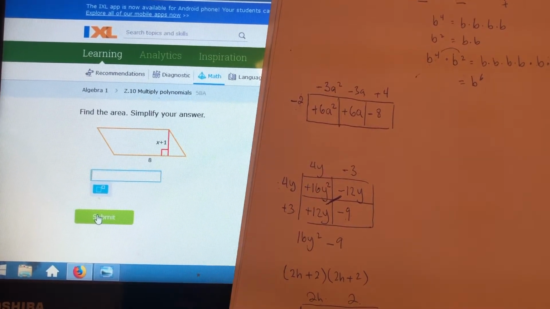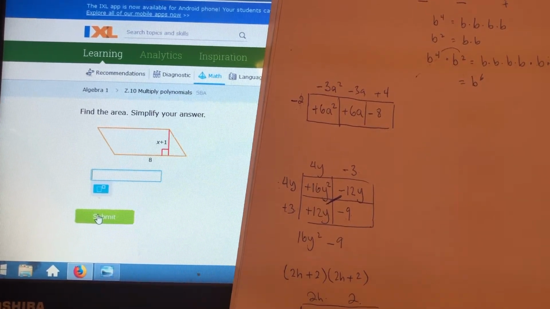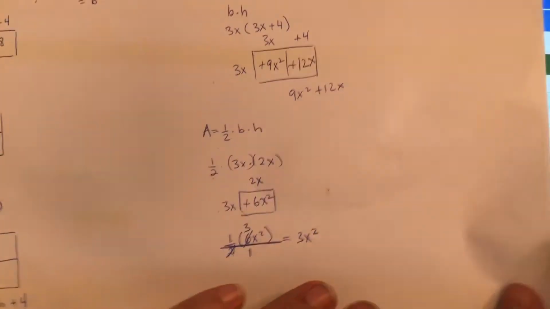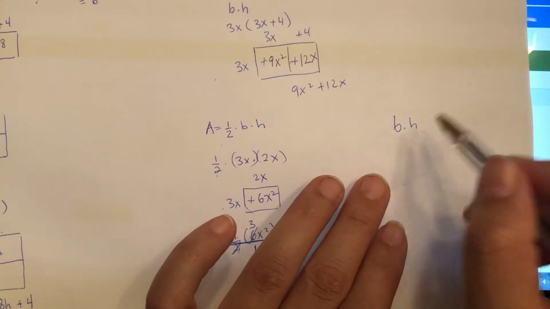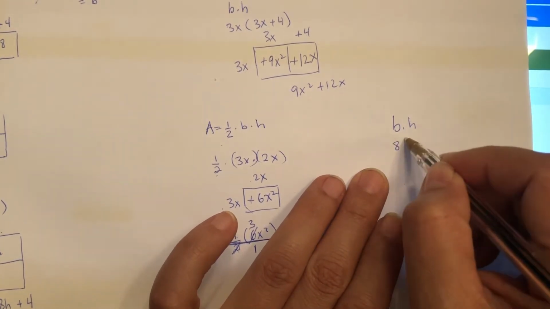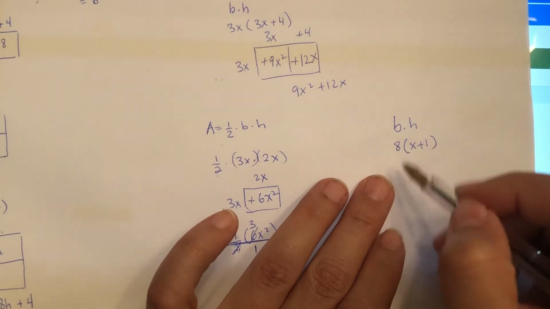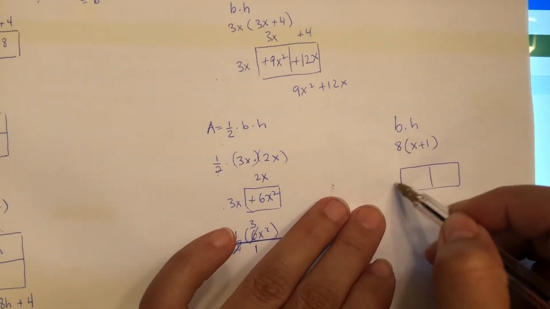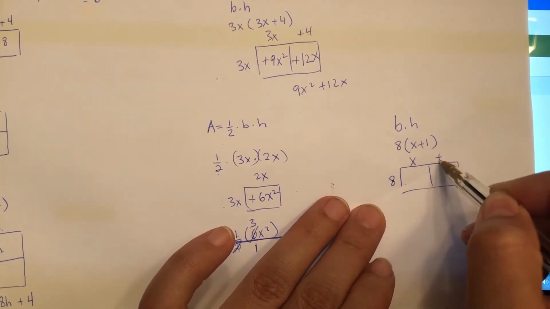This is a parallelogram. All right, the area of a parallelogram is still base times height. So the base is 8 and the height is x plus 1. So you start off writing the formula, base times height. The base is 8 and the height was x plus 1. And again, you need a 1 by 2 box. So 1 by 2. Here is going to be your height, so that's your 8. And this is going to be your length, so that's x plus 1.